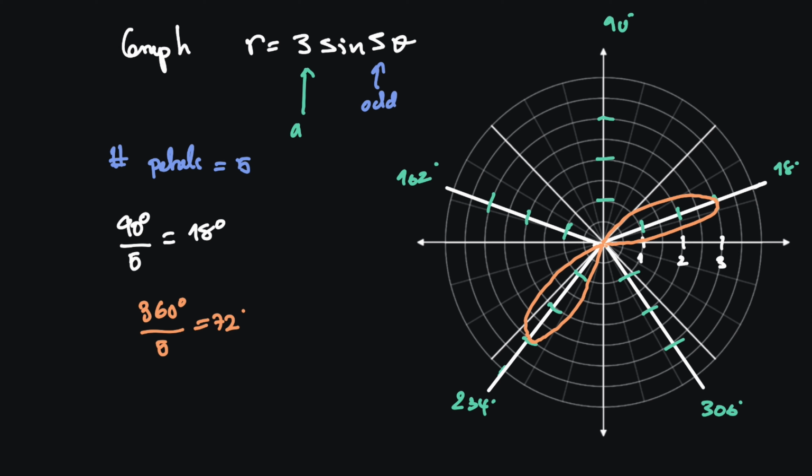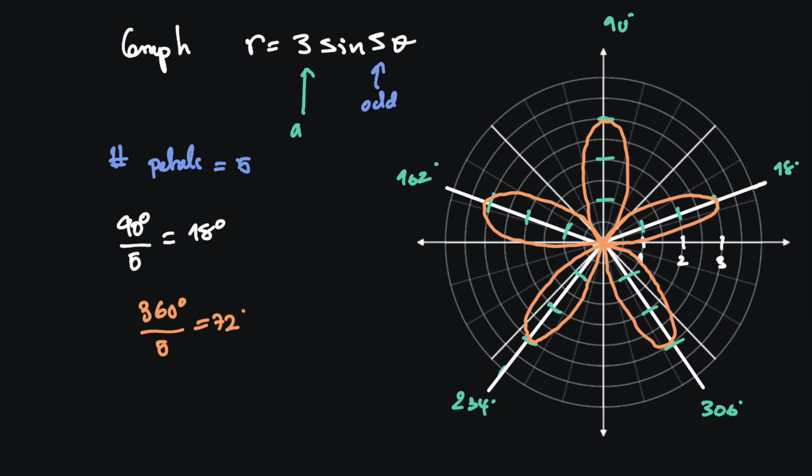All right. Well, this one's getting a little bit funky. Like that. Like that. And like that. So this is our rose of 5 petals. Let's do some problems with an even number of leaves.